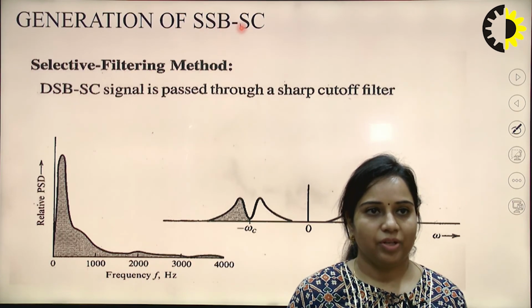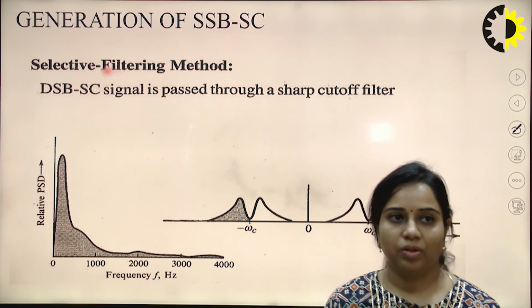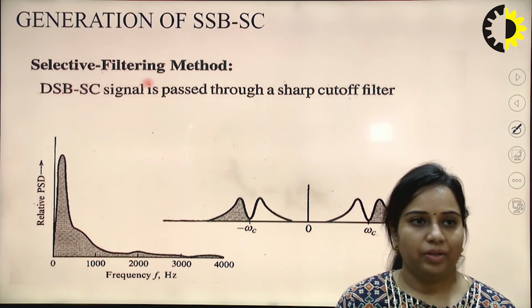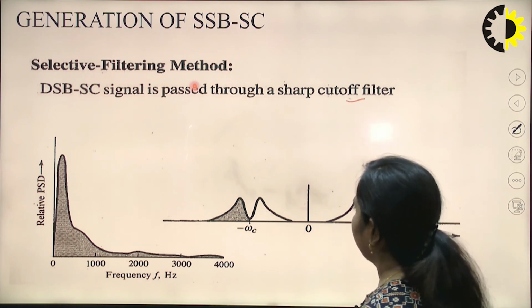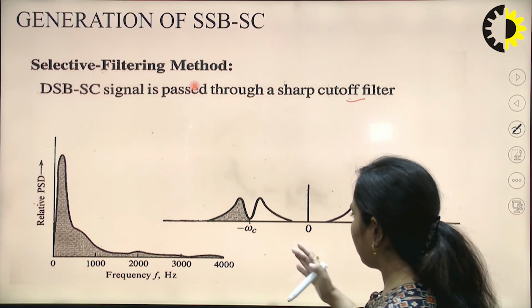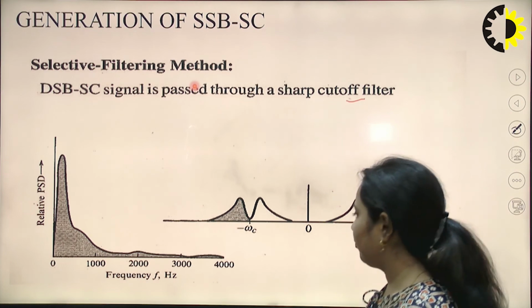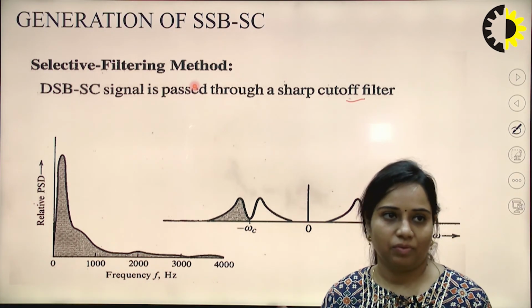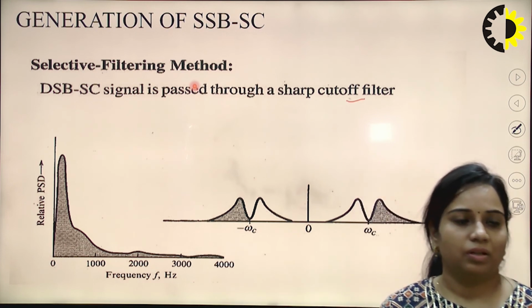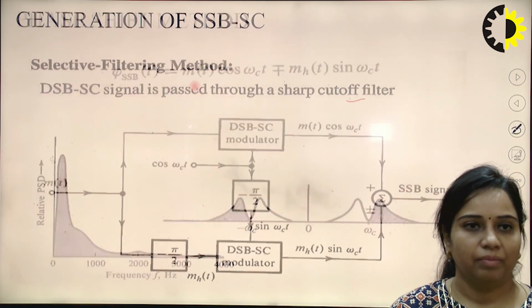Next is the generation of SSB-SC. This is done using the selective filtering method. The DSB-SC signal is passed through a sharp cutoff filter. When this is passed, half of the waveform will be filtered off, like either the USB is filtered off or the LSB is filtered off. So this is done using the selective filtering method.